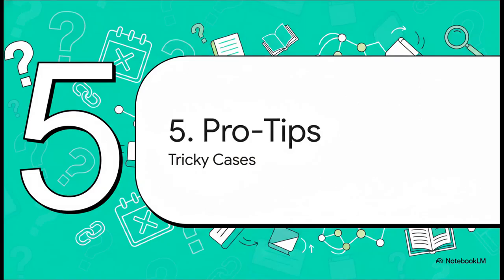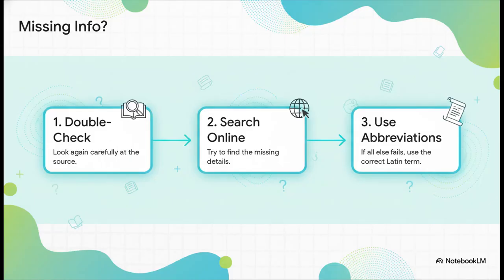Okay, but what about when things go wrong? When you've got a great source, but you just can't find a publication date or maybe a publisher. It happens more often than you'd think. But don't panic, there's a system for that too. If a piece of info seems to be missing, don't just give up and leave a gap. Instead, you're going to follow a simple 3-step process.